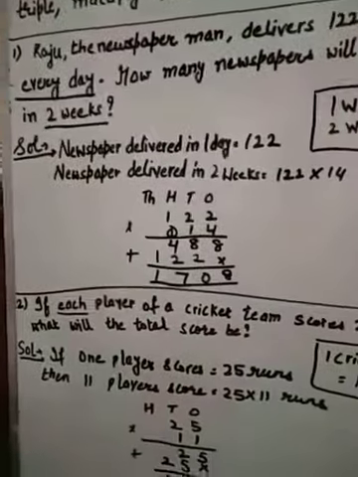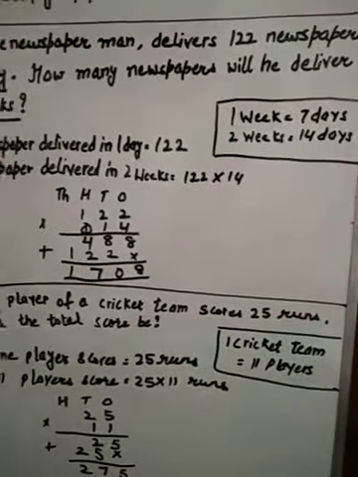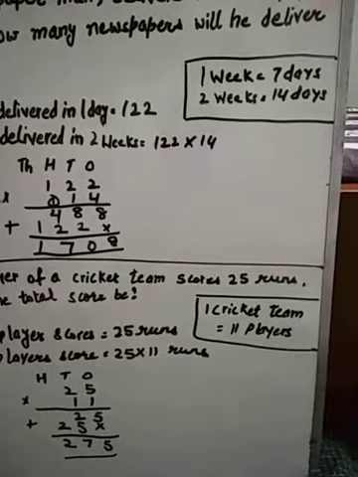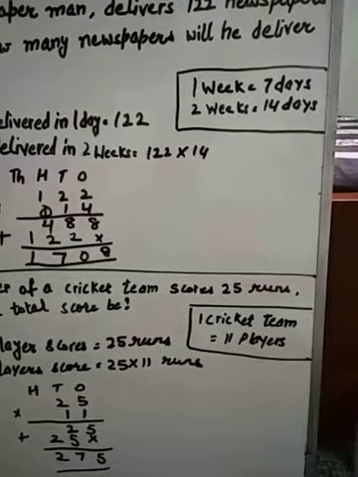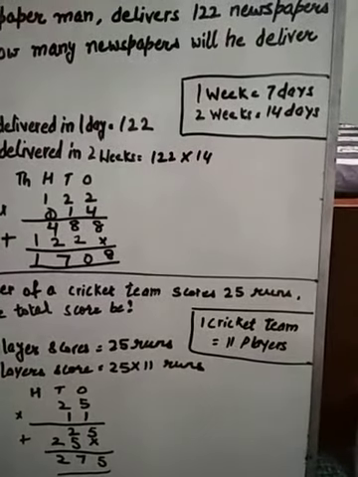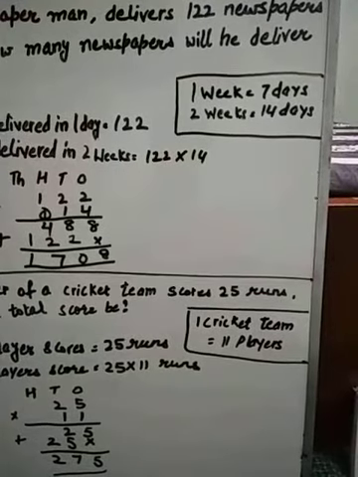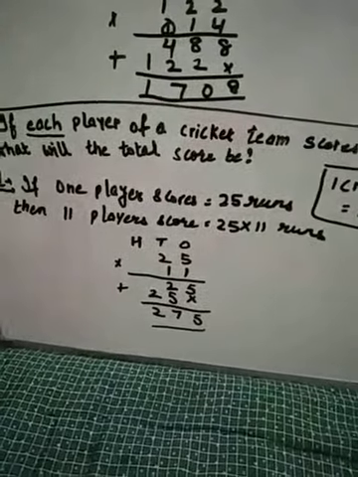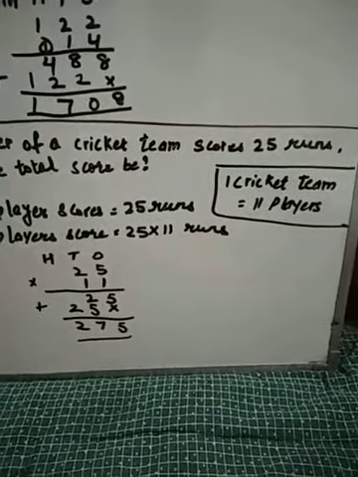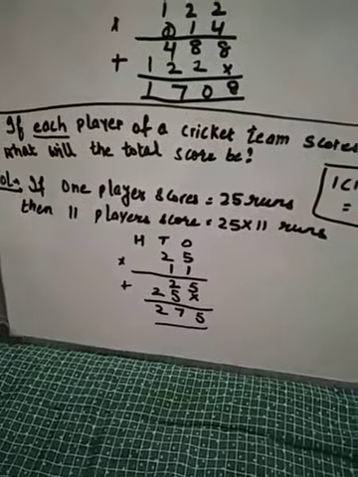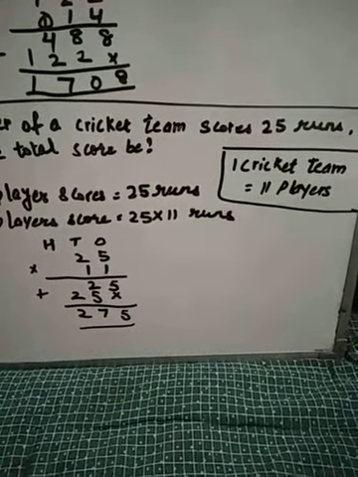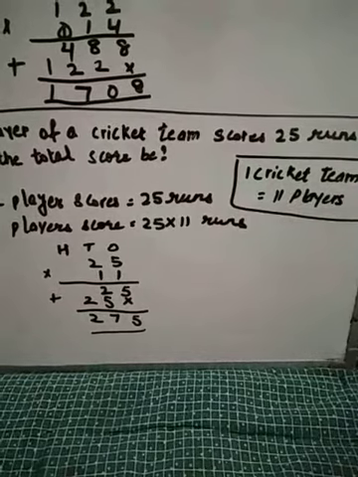So you can see that in first sum, every day is given and 2 weeks are given. First I have converted weeks into days. I have shown you the formula here. Please have a look. 1 week is equal to 7 days, 2 weeks is equal to 14 days. In the same way, in second question, they have given the each player, one player scores 25 runs, and we have to find out the total score. So how can we count the total score? First, I will write the number of players. How many players are there in one cricket team? 11 players. So I will multiply 25 by 11.